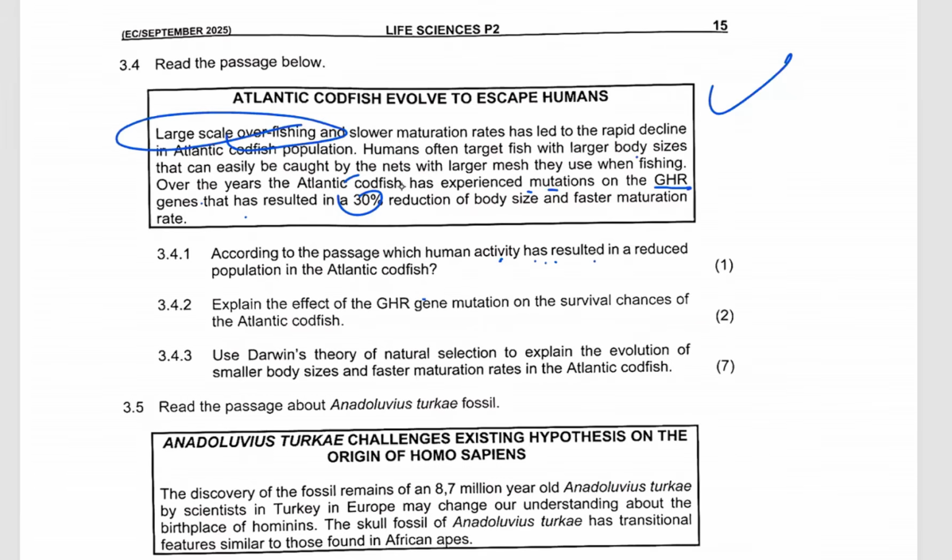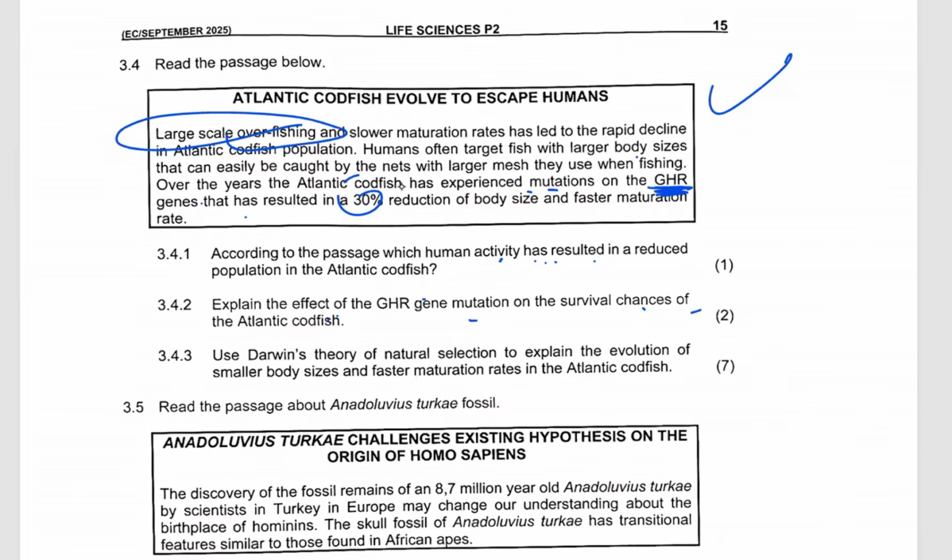Basically, if we see that there is large scale overfishing, then they are saying explain the effect of GHR gene mutation on the survival chance of Atlantic cod fish. So what is the effect of this mutation on the survival? We see that this mutation was useful. How was it useful? Yes, because it basically reduced the size.